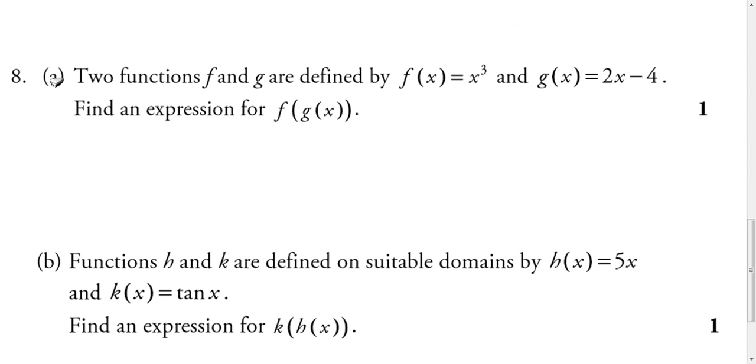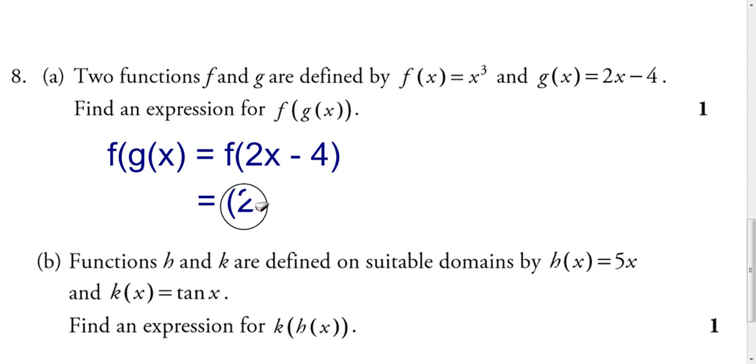Question 8. Last question, 2 marks available. Two functions f and g are defined by f of x equals x cubed, and g of x equals 2x minus 4. Find an expression for f of g of x. The first thing we think about is what's in the brackets, so that's g of x. Really what we're doing is finding f of 2x minus 4. So I'm putting 2x minus 4 into the f function. I'm cubing 2x minus 4 for a mark. You don't need to multiply it all out. You can just leave it like this for 1 mark.